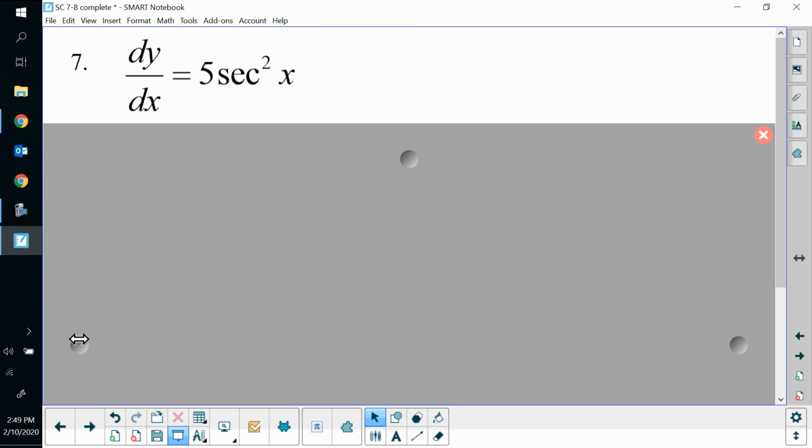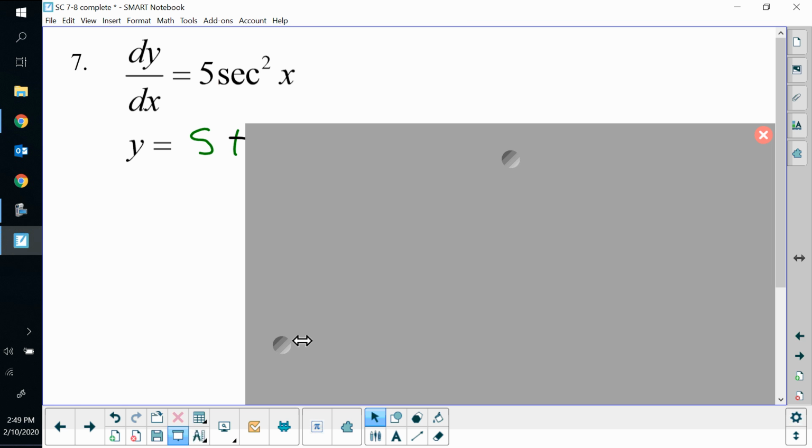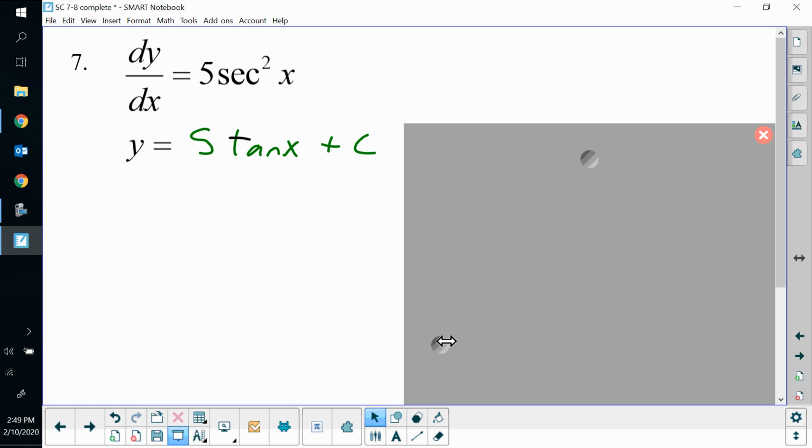So we want to think about what thing's derivative is secant squared, and hopefully we remember tangent. We had dy dx, so our notation would be y, so we had y equals 5 tan x, and don't forget your plus c. If you ever want to check, just take the derivative and see if it matches the original.